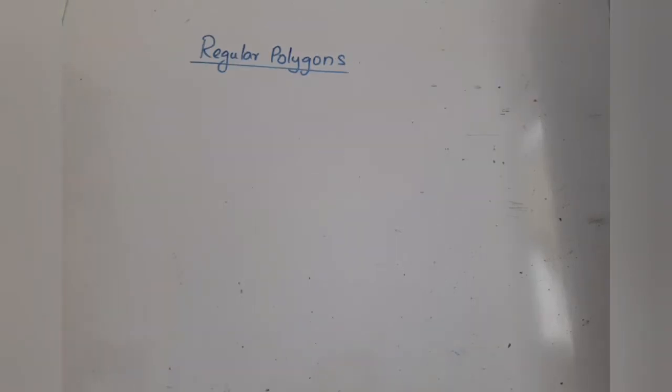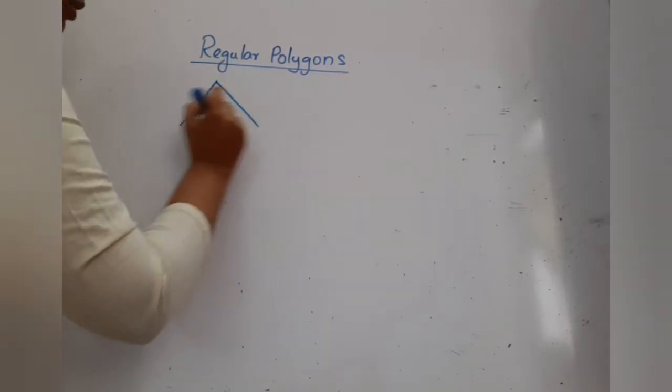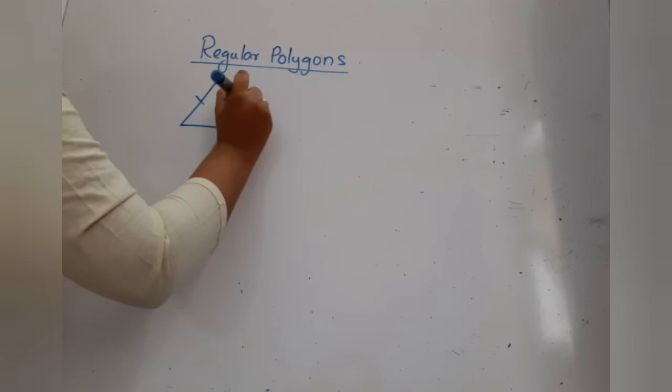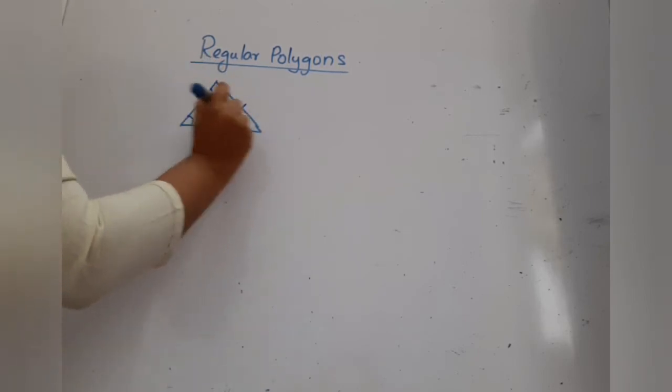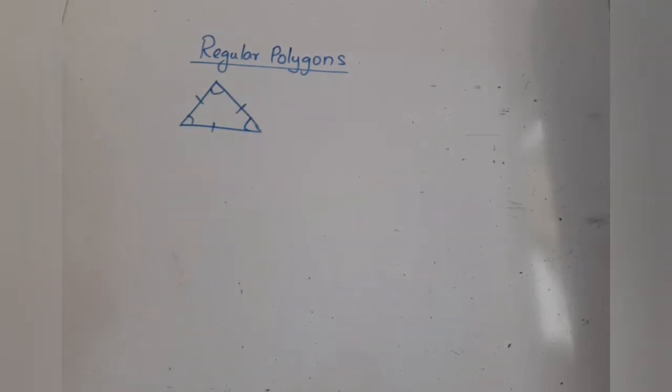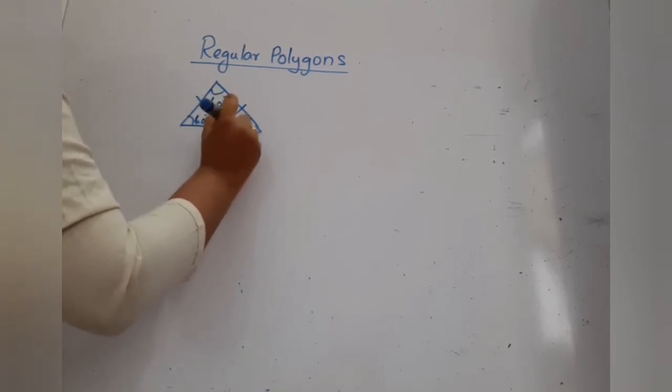Now we have come to our very last topic, which is regular polygons. What are regular polygons? If all the sides of a polygon are equal in length and all the interior angles are equal in magnitude, they are known as regular polygons. For example, let's draw an equilateral triangle. This is a regular polygon. Why is that? All 3 sides are equal, and the magnitudes of all 3 angles are equal as well. They will be 60 degrees.